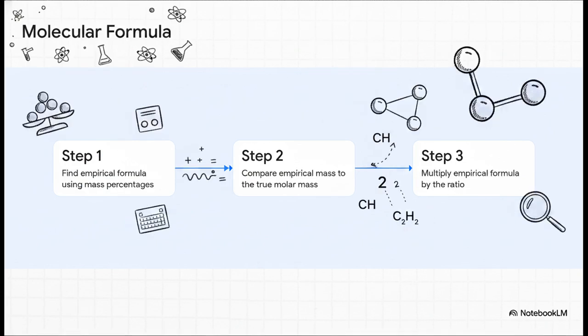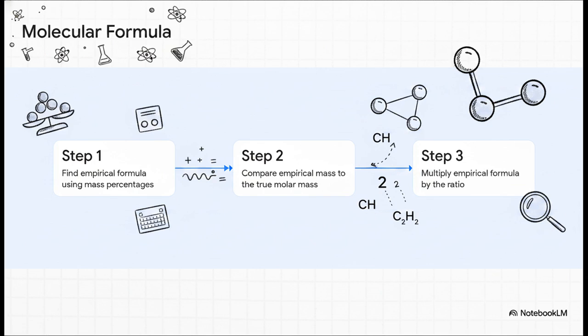And guess what? That exact same step-by-step logic works for finding molecular formulas, like in question 20. You get a compound with a molar mass of 26 made of 92.3% carbon and 7.7% hydrogen. Step 1, just pretend you have exactly 100 grams of the stuff. That means you have 92.3 grams of carbon and 7.7 grams of hydrogen. Easy. Convert those to moles by dividing by their atomic masses, 12 and 1. You end up with a 1-to-1 ratio, so your empirical formula is CH.